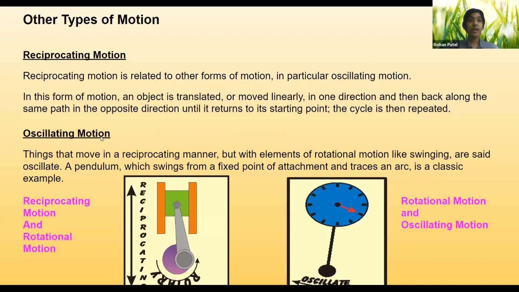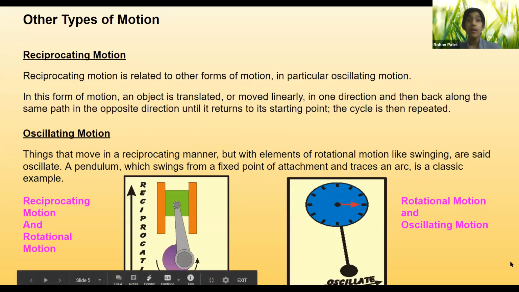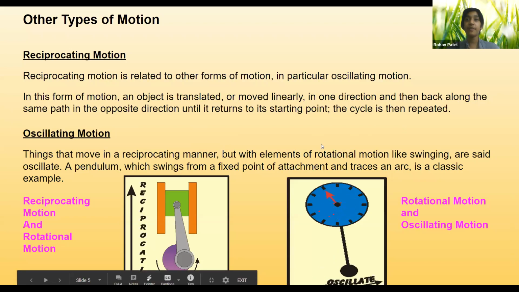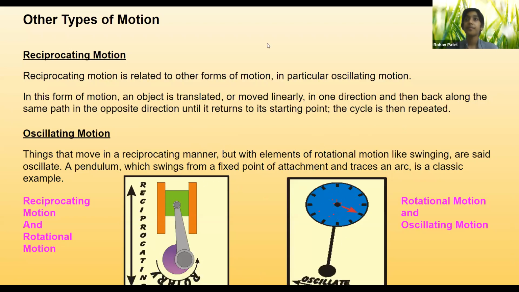And lastly, we have oscillating motion. Things that move in a reciprocating manner, but with elements of rotational motion like swinging, are said to be in oscillating motion. A pendulum which swings from a fixed point of attachment and traces an arc is a classic example.